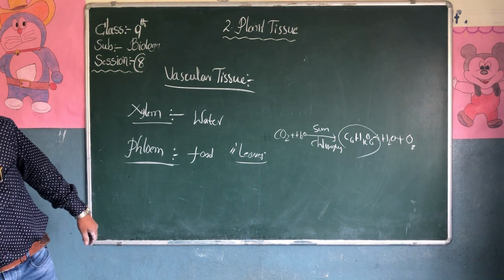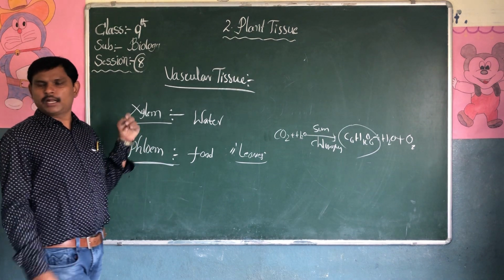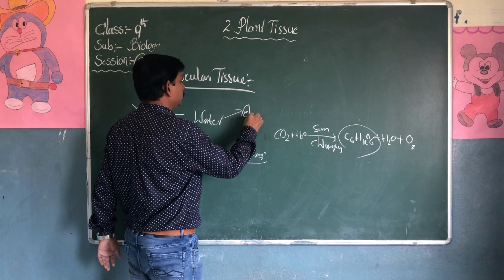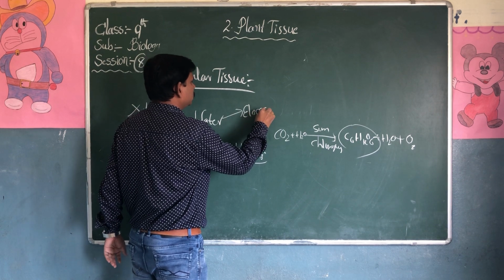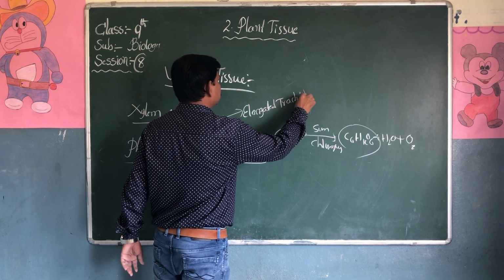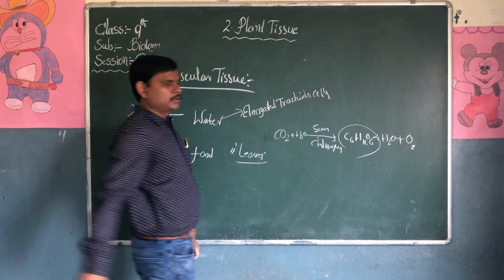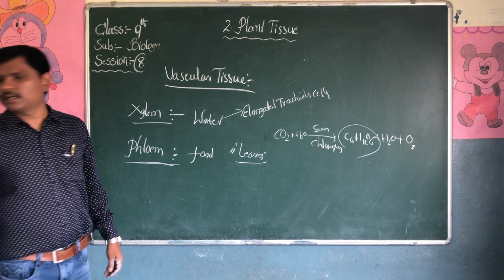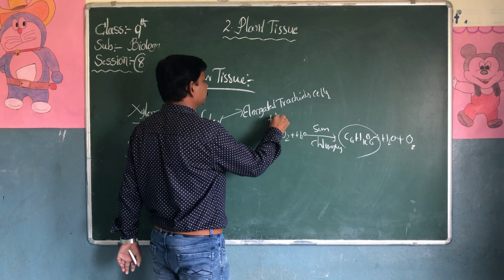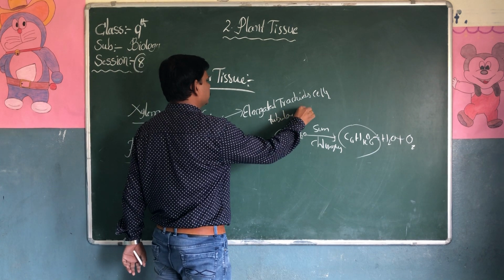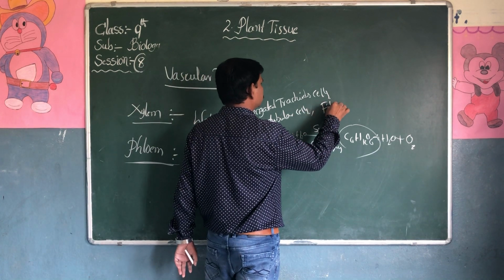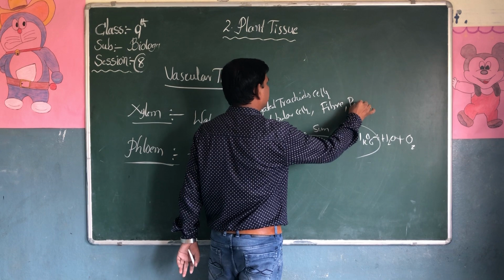Next one is, xylem contains elongated tracheid cells. Elongated tracheid cells. Xylem contains elongated tracheid cells. They also contain tubular cells. And they have fiber and parenchyma.